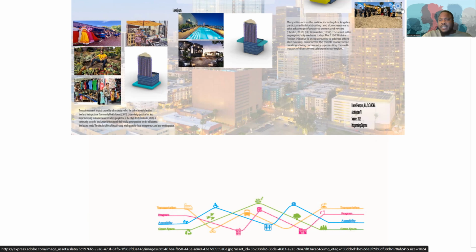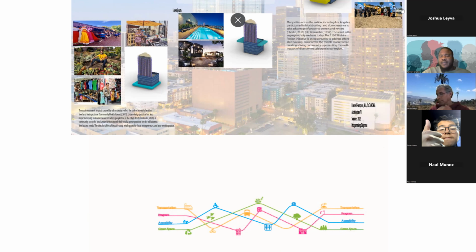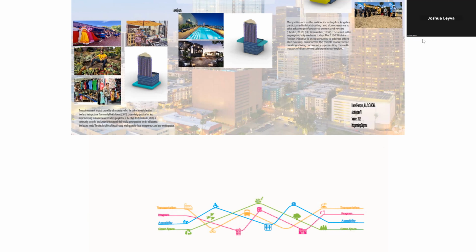I think, was that Josh I saw? Yeah, Josh, go ahead. Just in terms of diagramming though, is there any possibility that there could be other things connecting to the purpose of the site, rather than being limited to those 4 components: nature, program, accessibility, and transportation?